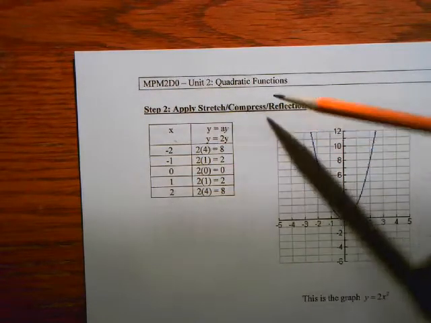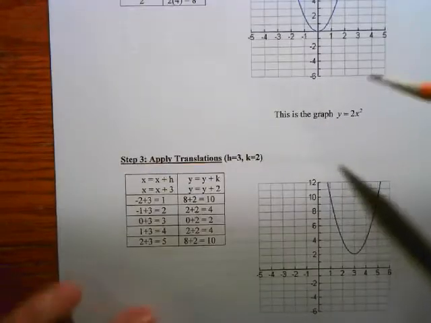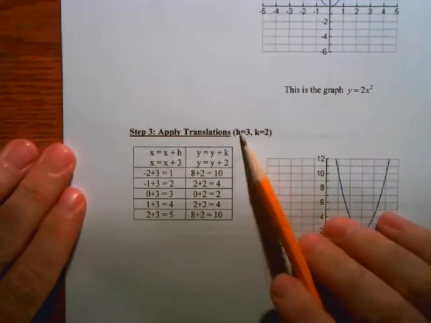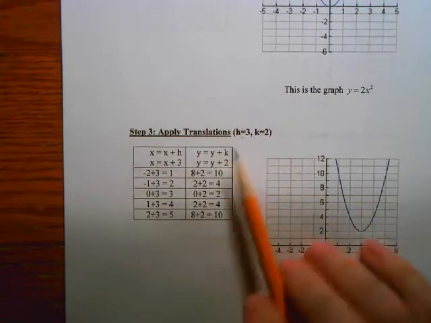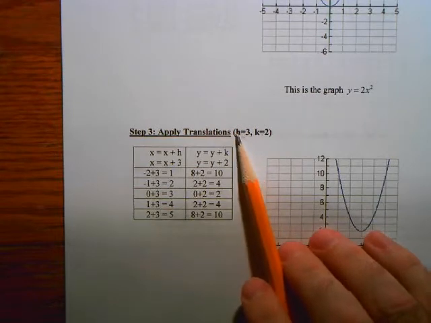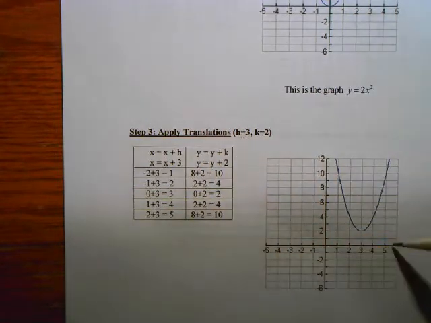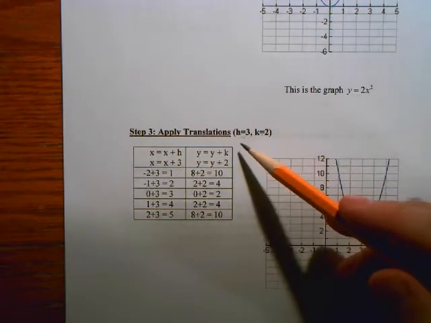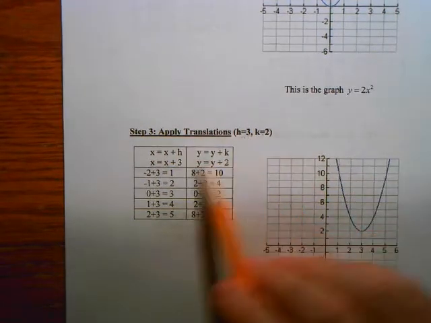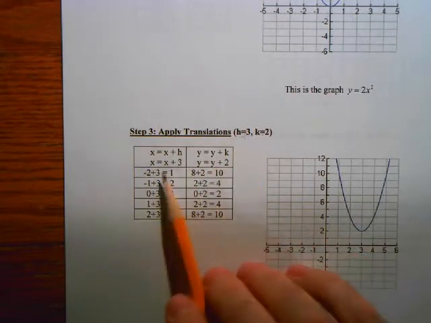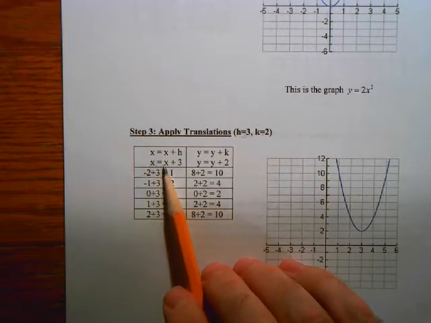So we've applied the a value. What we're going to do now is apply the translations, the h value and the k value. Okay, so h is responsible for the horizontal, moving left and right, and that affects your x coordinate. So what we're going to do is add the value of h to x. So in our case, h was 3, so we're just going to say x is now equal to x plus 3.